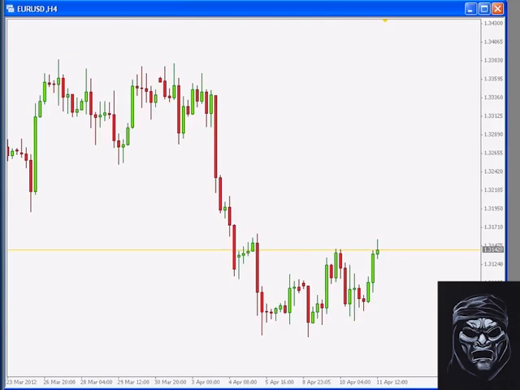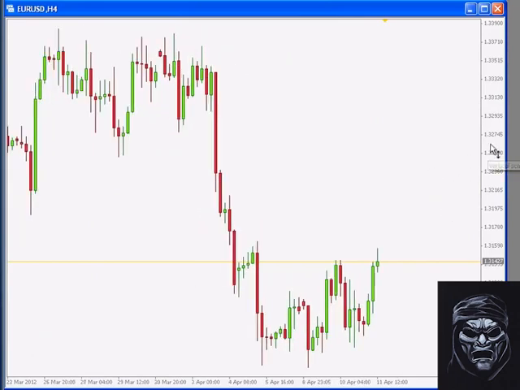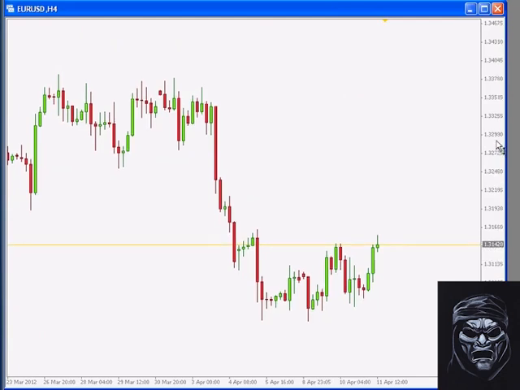Alright, so whoops, sorry about that. Let me scroll forward and let me compress my chart a little bit, just because I like to compress the vertical axis a little bit for a clearer picture. Anyway, here we are. Let's begin drawing our levels of support and resistance.